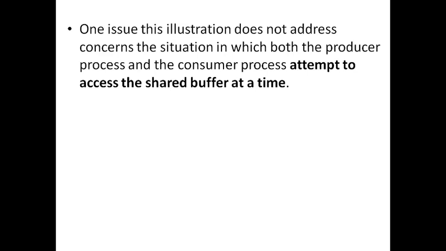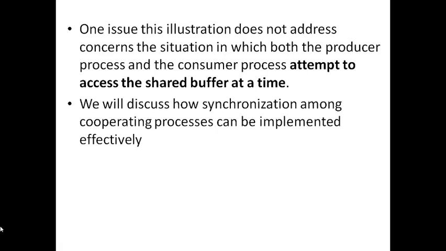One issue this illustration does not address is, what if both producer and consumer attempt to access the buffer at the same time? I already told you that there is a potential conflict possible between producer and consumer when both try to access the buffer at the same time. What is going to happen at that particular point of time is unpredictable. So we have to take care of that. We will do it through some synchronization technique that will be discussed later under the synchronization topic.